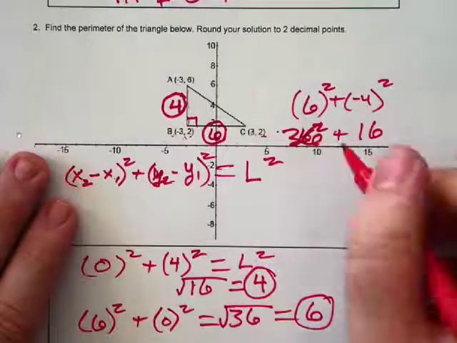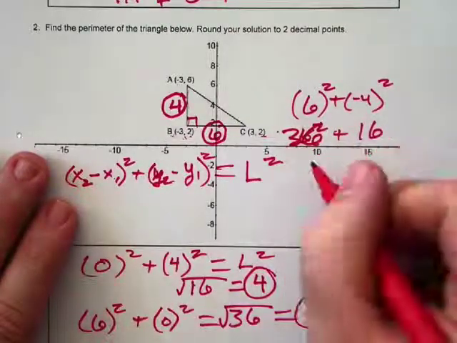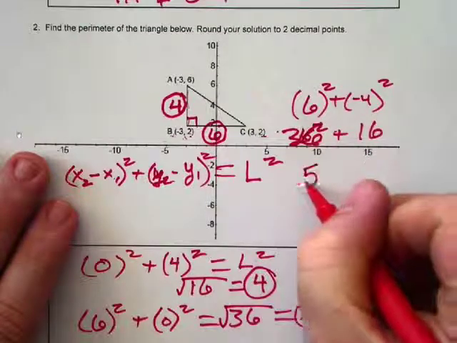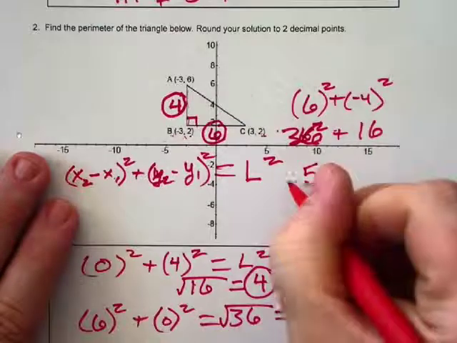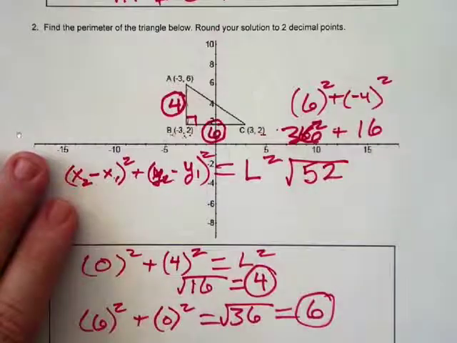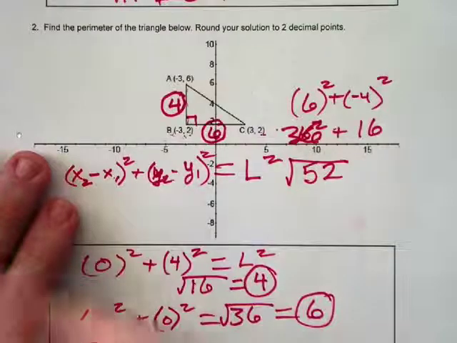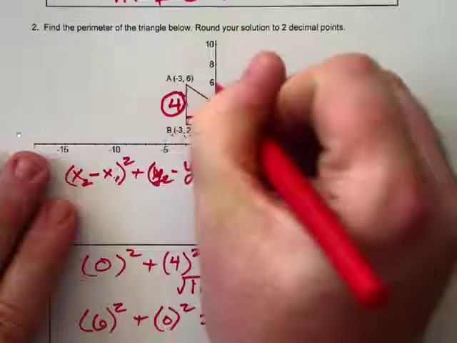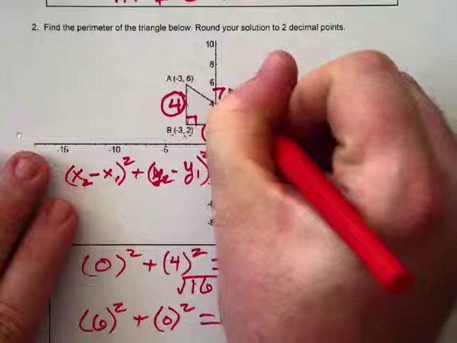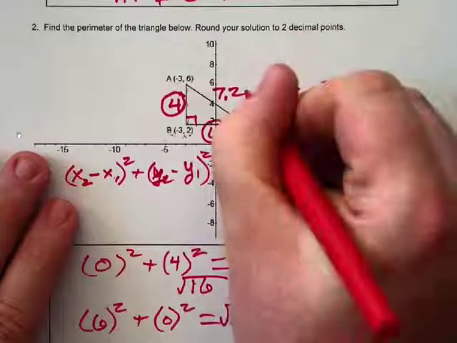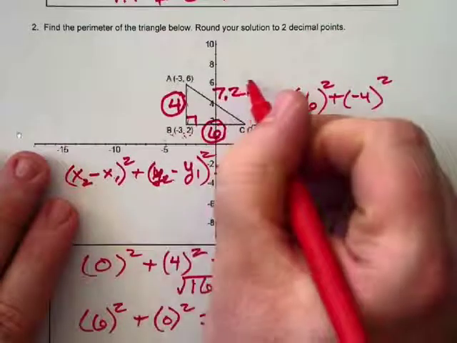Well, what's 36 plus 16? That would be 52. And what's the square root of 52? Let me do it on the calculator and see. The square root of 52 is 7.2, and we're rounding to 2 decimal places, so 7.21.